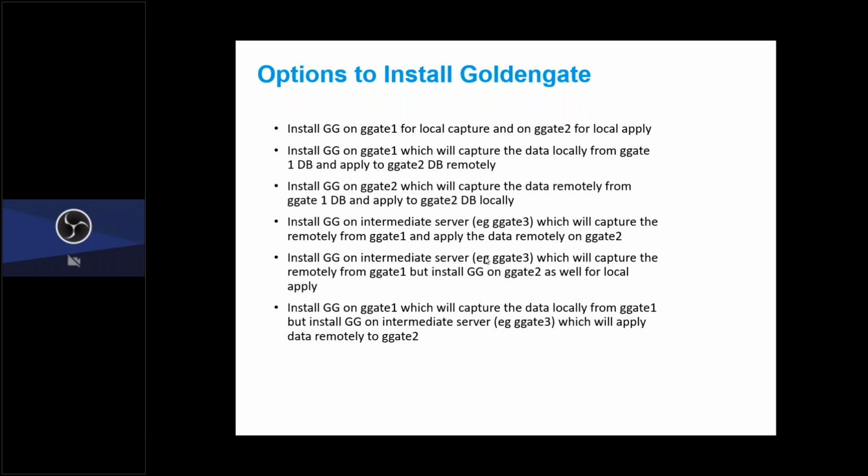Now another question is, for maintenance wise, for easy maintenance, which option do you think is good? First, second, third, fourth, fifth, or sixth? Fourth, hub server. Remote capture, remote apply. So hub server, absolutely. You can choose either second, third, or fourth one. That is the best option for maintenance purpose, because one Goldengate installation can serve the purpose of multiple Goldengate installations.